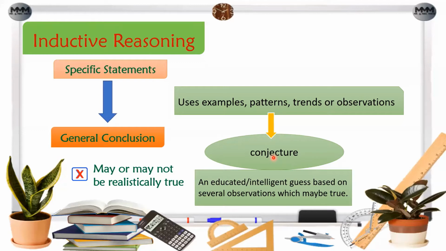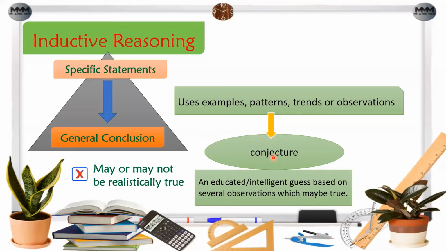By the way, here in inductive reasoning, we can think of it as a triangle. As you can see in the figure, from top to bottom, it is smaller to wider surface. That is just like the concept in inductive reasoning, wherein we are basing it from specific statements to arrive at a general conclusion. So that's it.